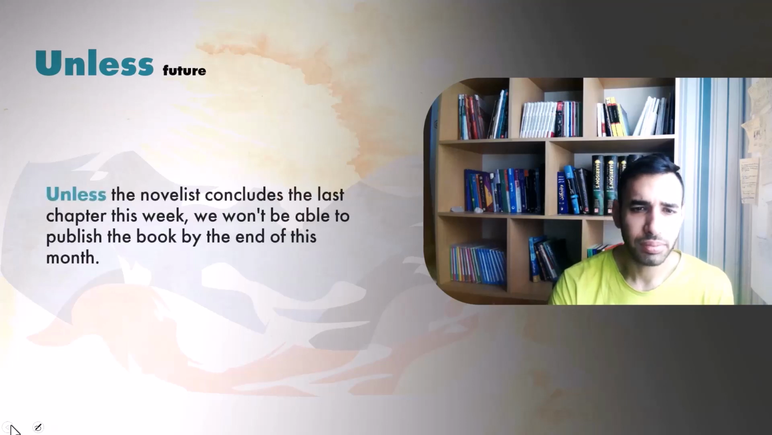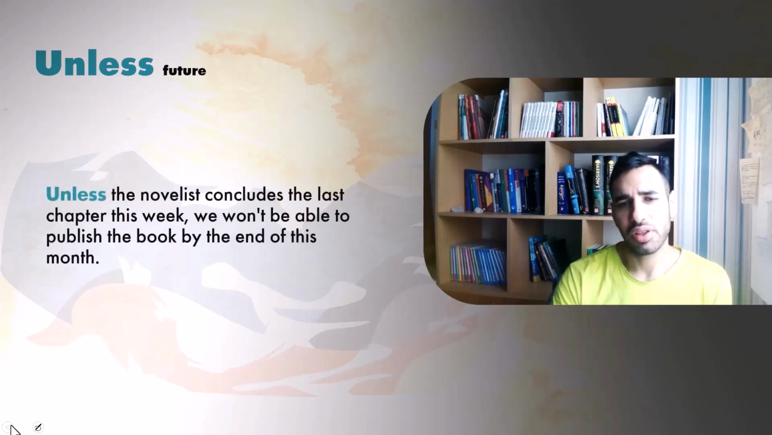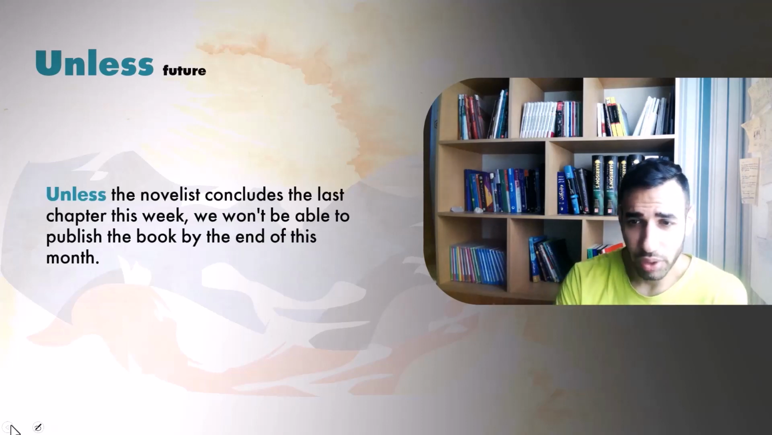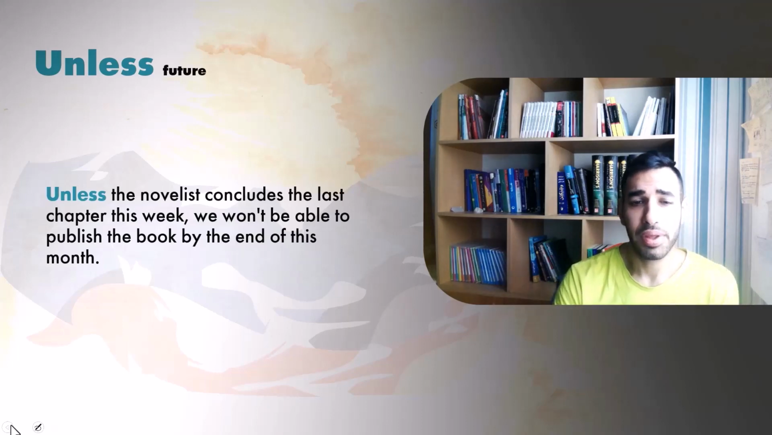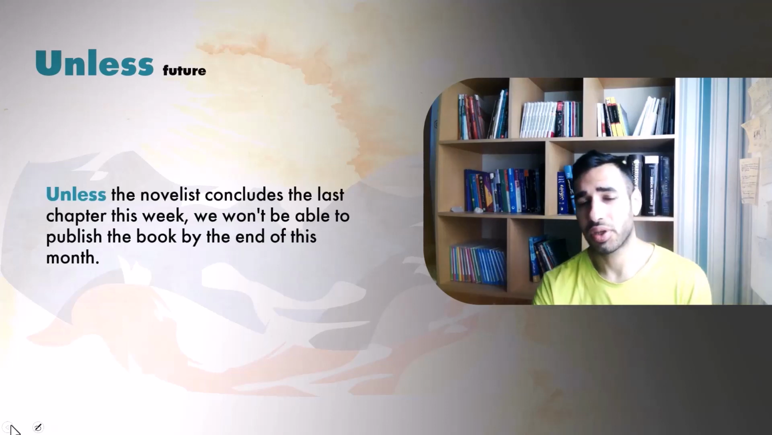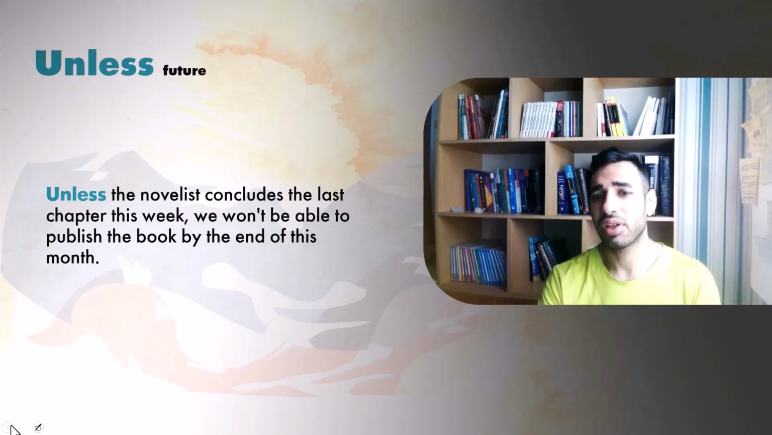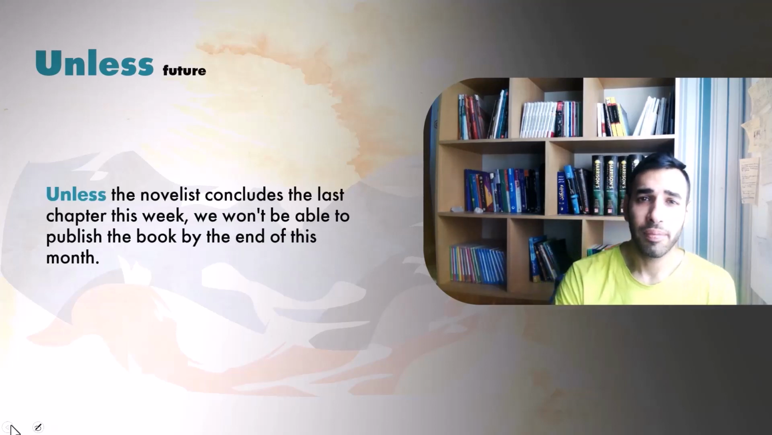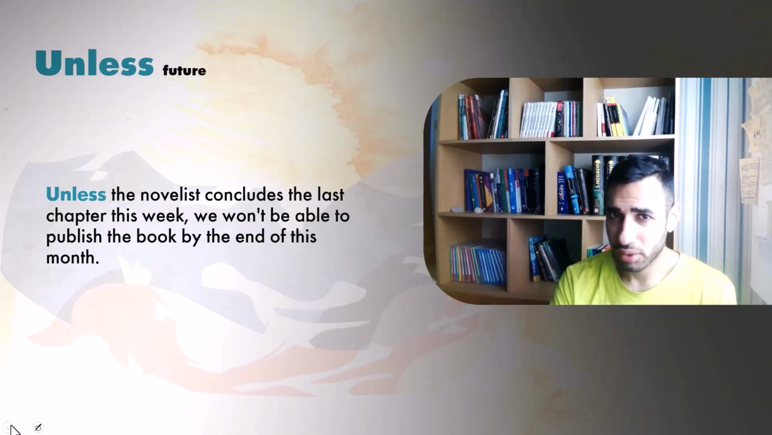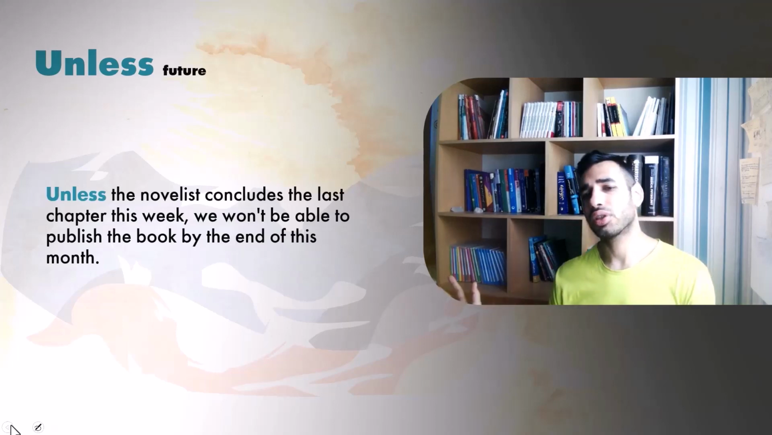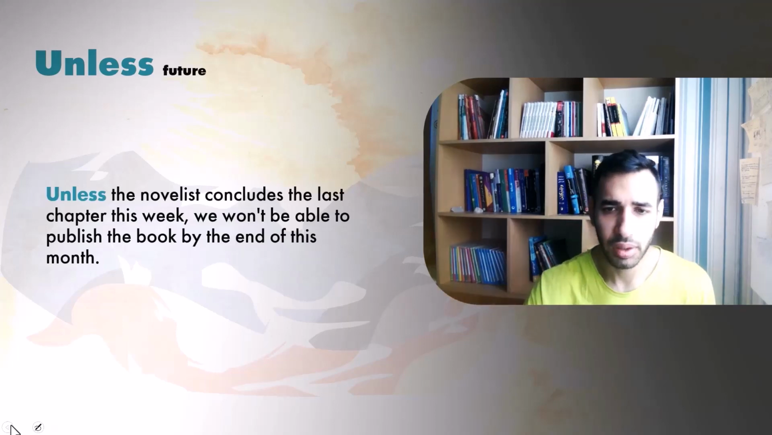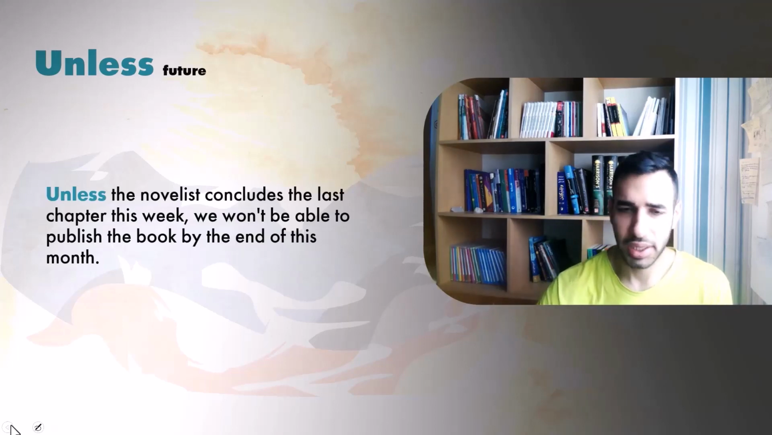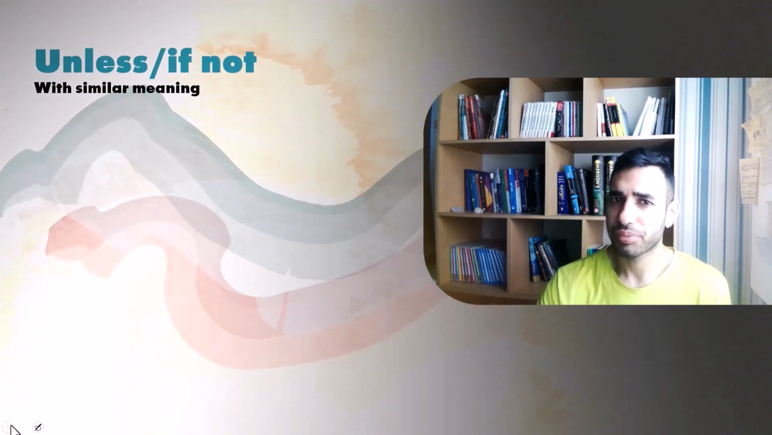More examples. Unless the novelist concludes the last chapter this week, we won't be able to publish the book by the end of this month. Yeah, talking about future, but the novelist has to conclude the last chapter this week. If he doesn't do that, or she doesn't do that, the main clause won't happen. The main clause, we won't be able to. This action of publishing the book by the end of the month won't happen.